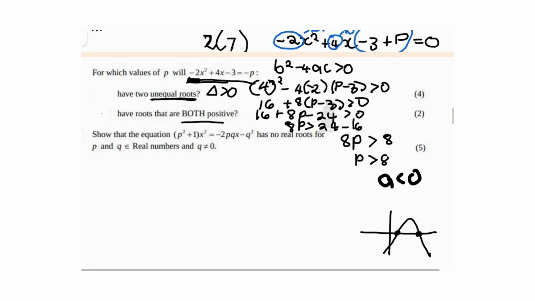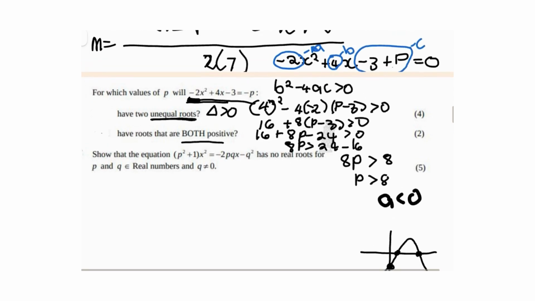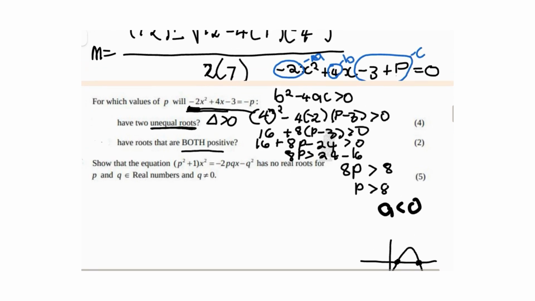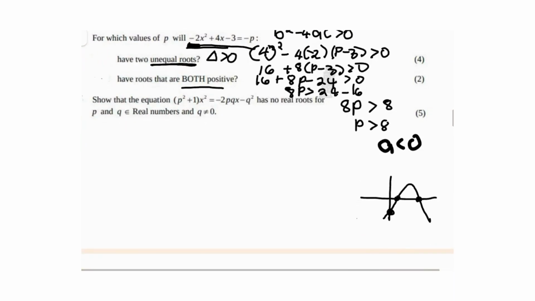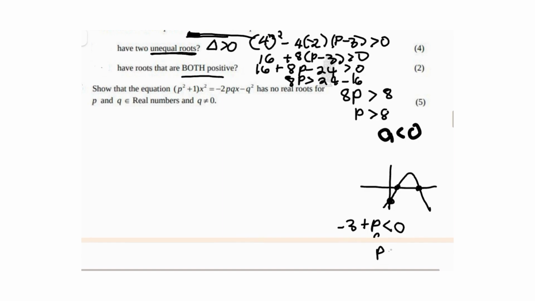What are we saying? We are saying our c must be less than 0. Our c must be negative. What is our c? We had said our c, it's negative 3 plus p. So it means for the second question, we are saying negative 3 plus p must be less than 0. Therefore, p must be less than 3. So that is the value of p in which those roots are going to be both positive.